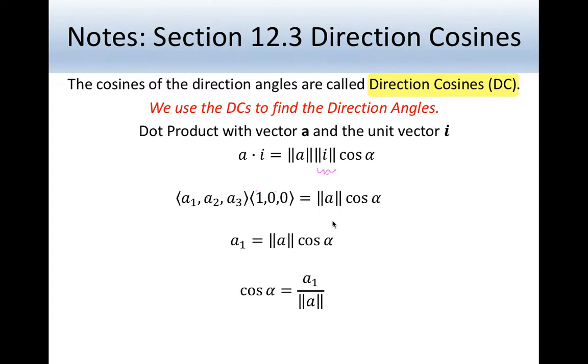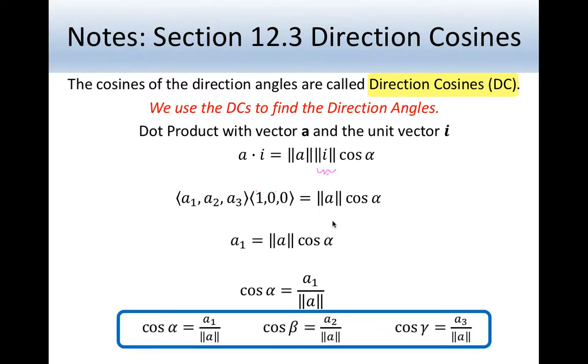And I can use the same thought process to find all three direction cosines. So there's my direction cosine. If I actually need my direction angles, use your direction cosine formulas and then do inverse cosine. Pretty cool, huh?